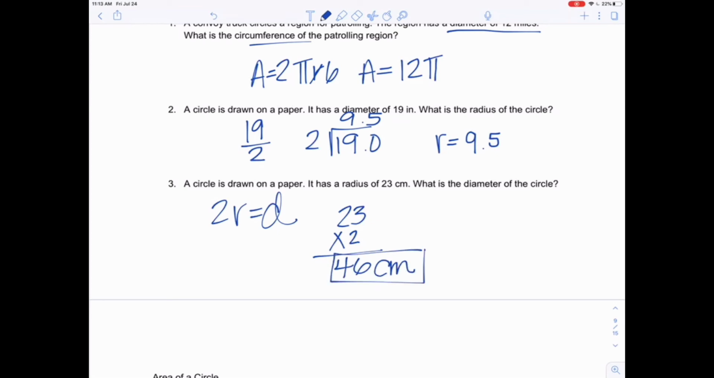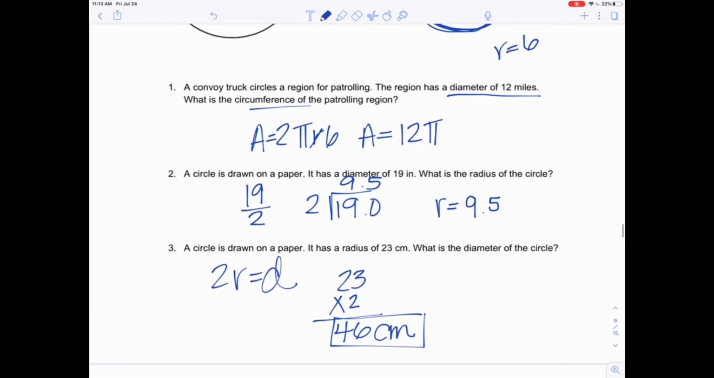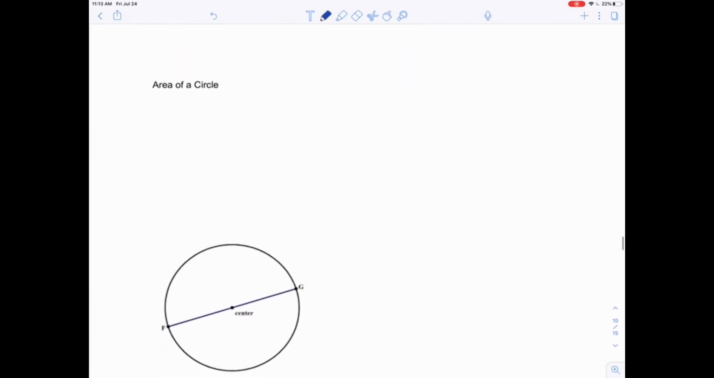Okay? Once again, that's just a little practice to help you get used to the idea of switching between diameter and radius. But more likely, you'll have questions like this or more complicated. All right, so let's move on to the area.